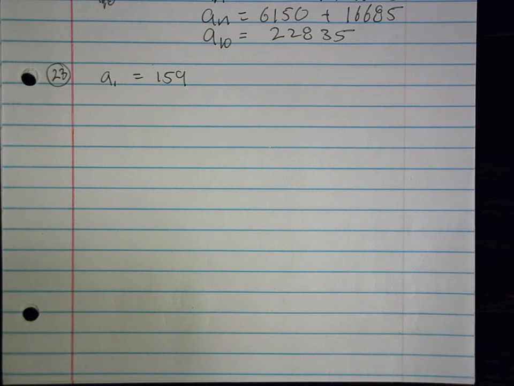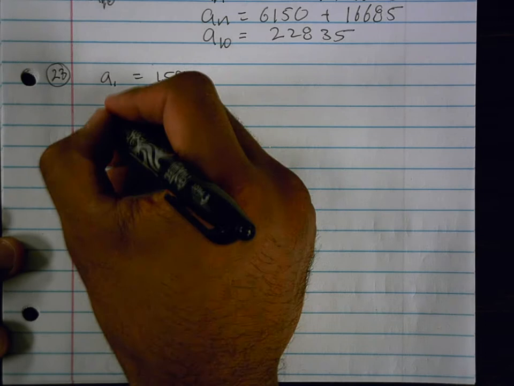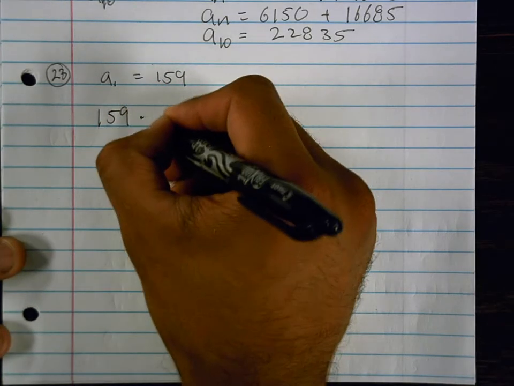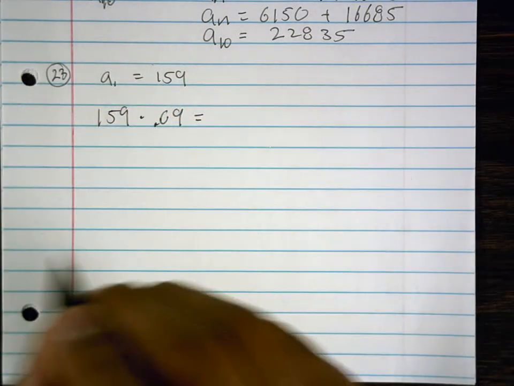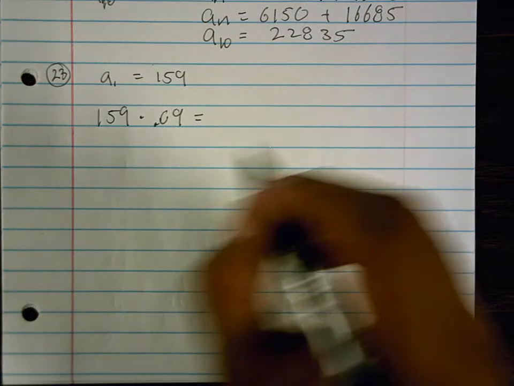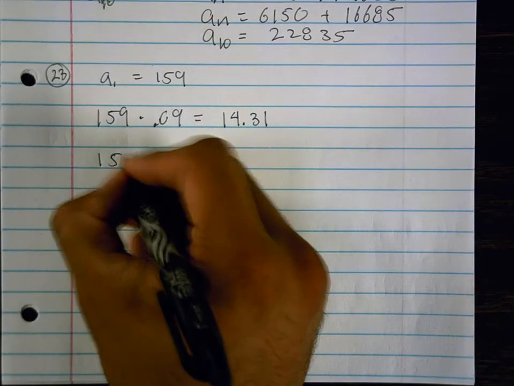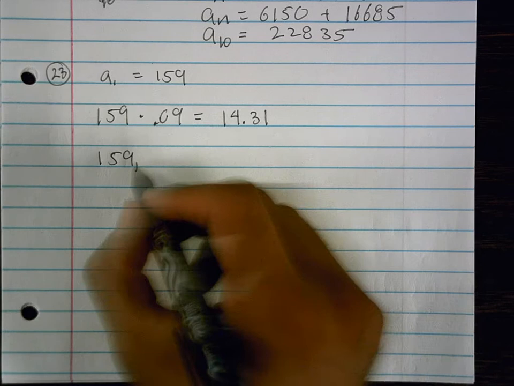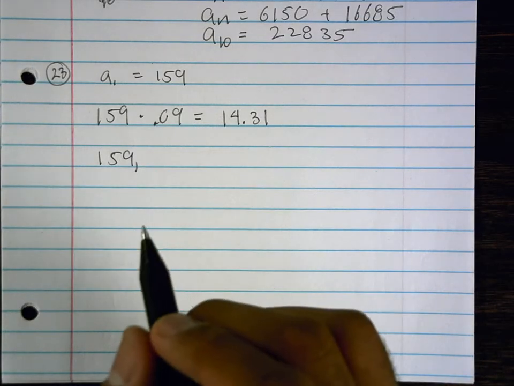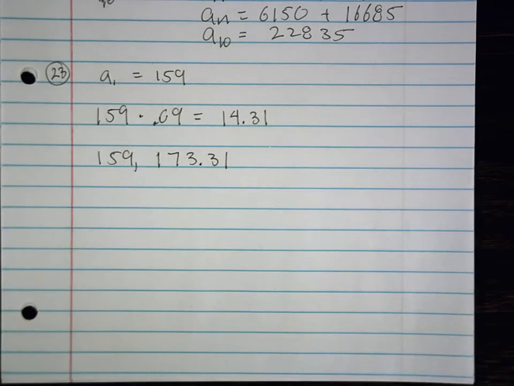9% is not the R. Remember, whenever you're doing these geo-type problems, these geometric ones, you have to find A sub 1 and A sub 2. So basically, if I do 159 times 0.09, that's going to give me the increase from 1 year to the next. That's 14.31. So let me create my little series. My next one is not 14. It's going to be that plus the original amount, and that is 173.31. So that's A sub 2.